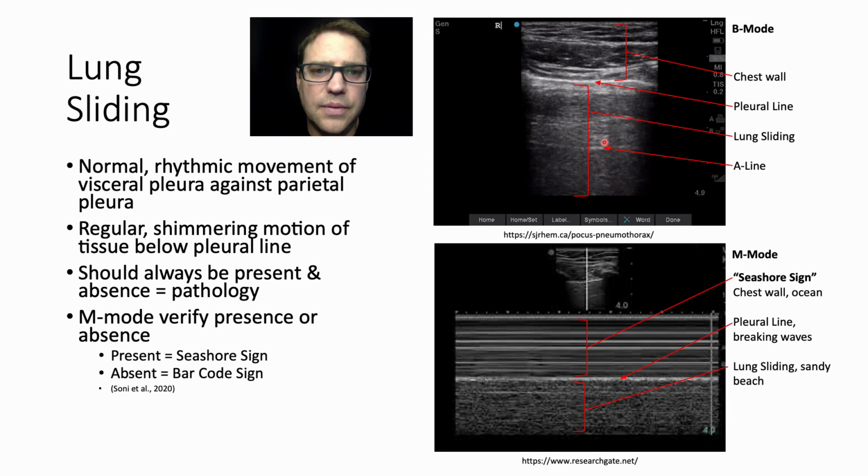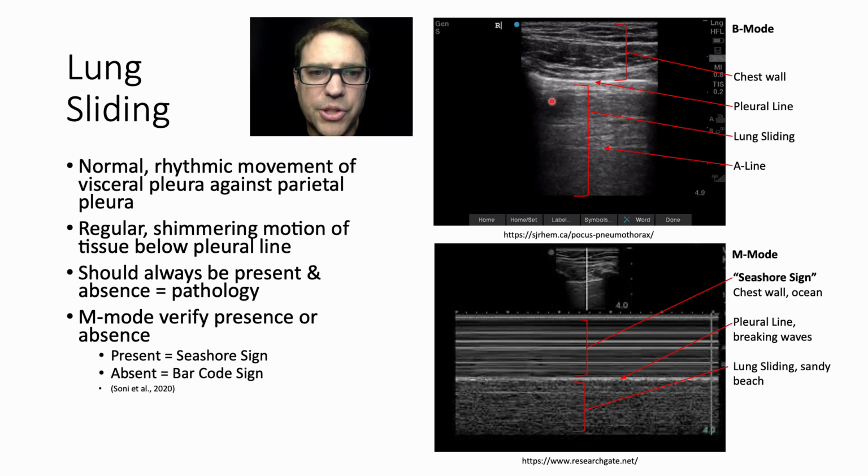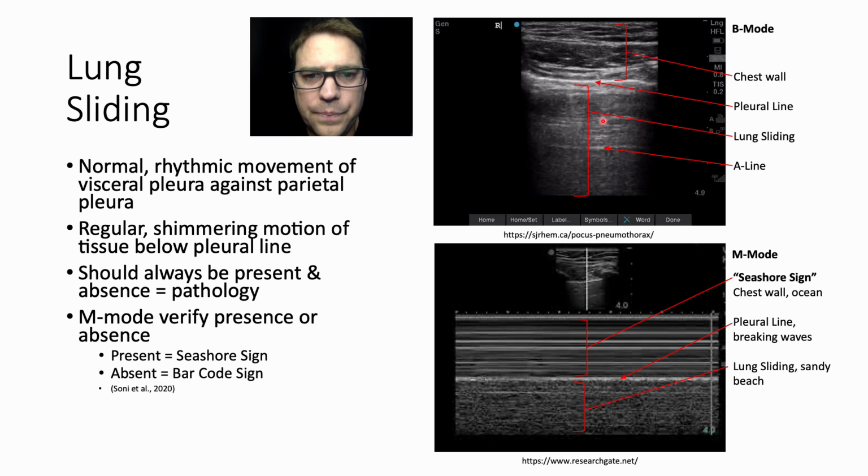And as you can see over here on this motion picture, you've got the chest wall, the pleural line, and then you've got lung sliding occurring below the pleura. It looks like a shimmering motion. And you can actually look in here and you can see an A line as well.